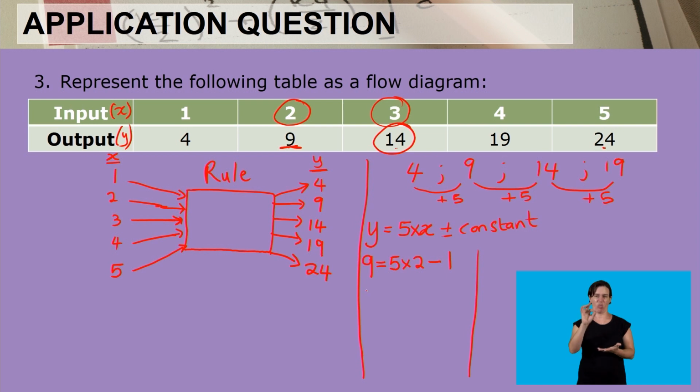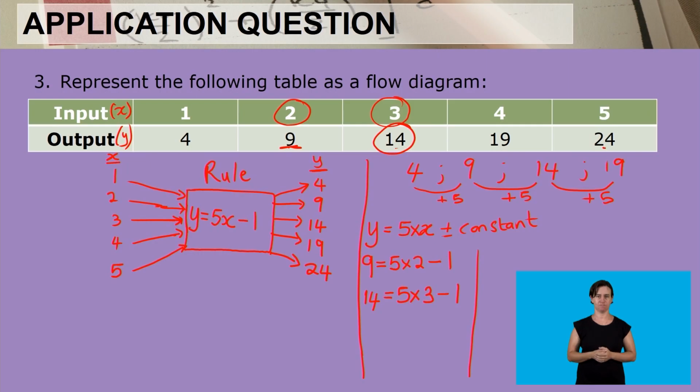Let's look at another input value and output value. We can take the input value of 3, which gave us an output value of 14. Now that 3 is going to be multiplied by 5, which gives us 15. But for us to move from 15 to 14, we are going to subtract 1, and that gives us our output value of 14. Now, what does this mean for our rule? We know that our input value is first multiplied by 5, and then we subtract that 1. And that is our rule for this table.